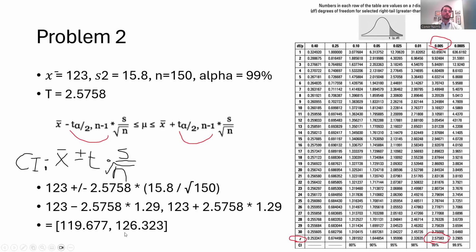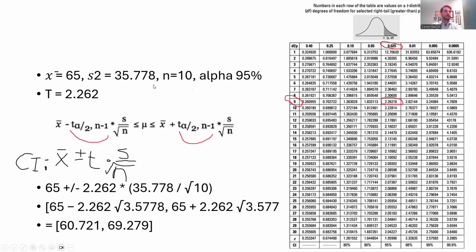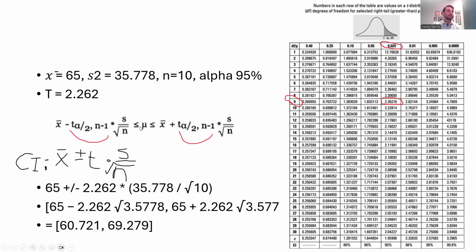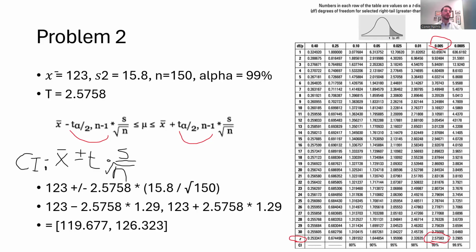119.677 and 126.323. This time it's much more tightly clustered around the mean. We have a much larger sample size this time, and compared to the standard deviation, it's much smaller. So I'm going from like 35 down to 15. Because the standard deviation is smaller, it's going to be more tightly clustered. If the standard deviation was larger, it would have a wider spread around the confidence interval.